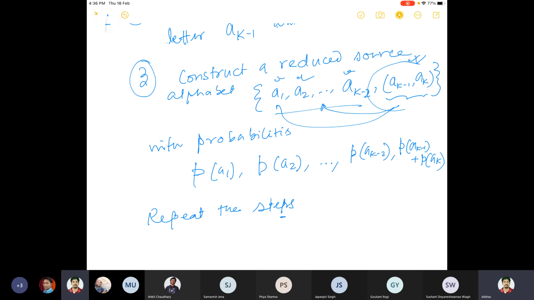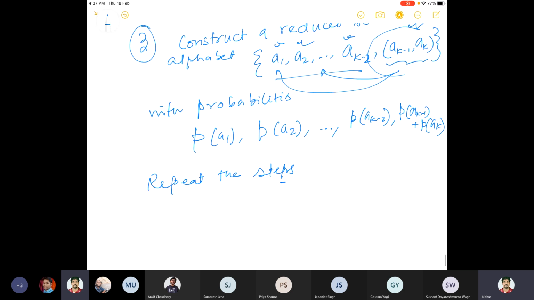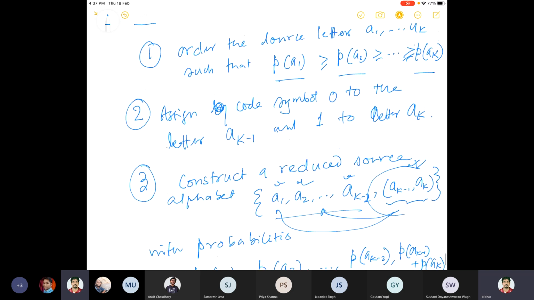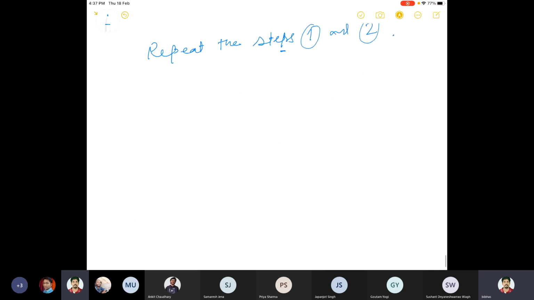So again you have new probabilities. Again you have to arrange them in order, and again you have to do the same procedure. So repeat steps 1 and 2. This is the algorithm. And let me give you one example because this is very important.